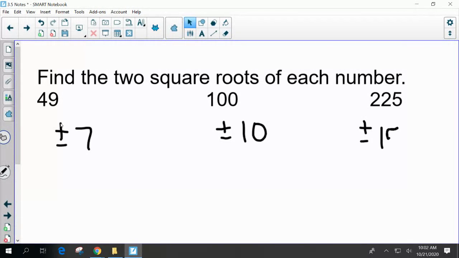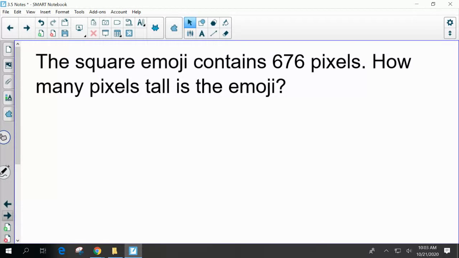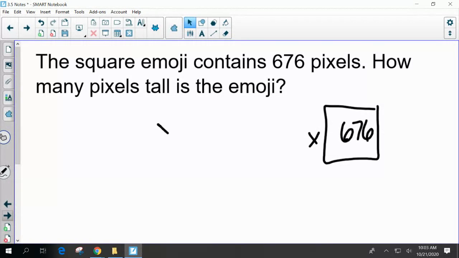Okay, so now we're going to move on to a couple word problems. Not difficult, though, just because they have words. All right, the square emoji contains 676 pixels. How many pixels tall is the emoji? So it's a square, and that means the area is 676. So in order to find the side, I'm going to take the square root of that. The square root of 676.